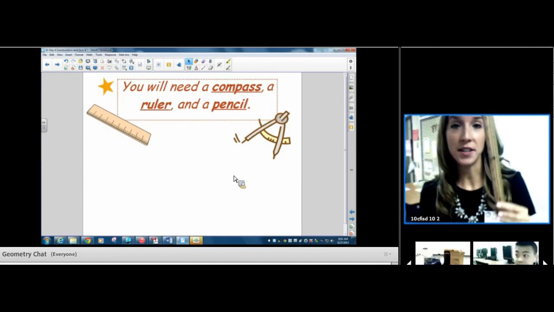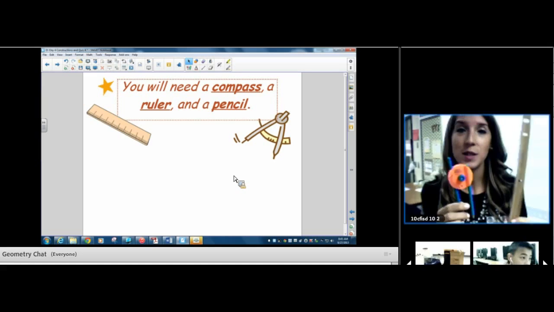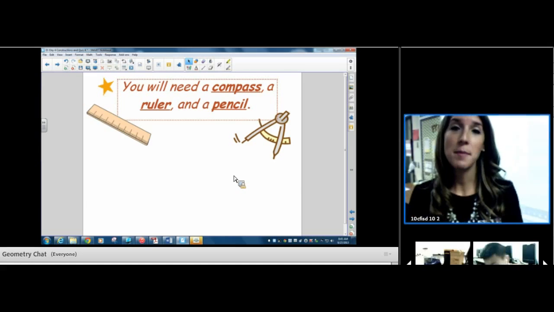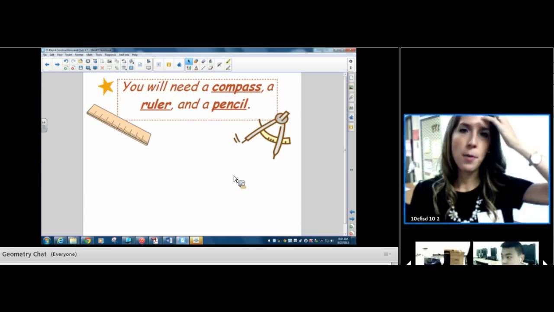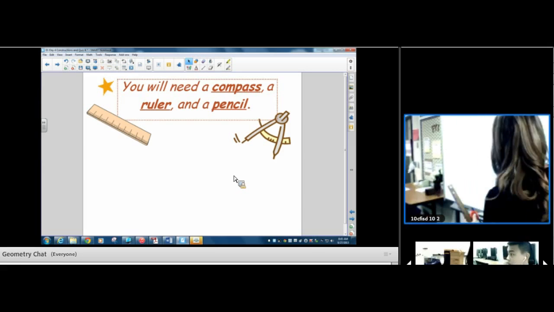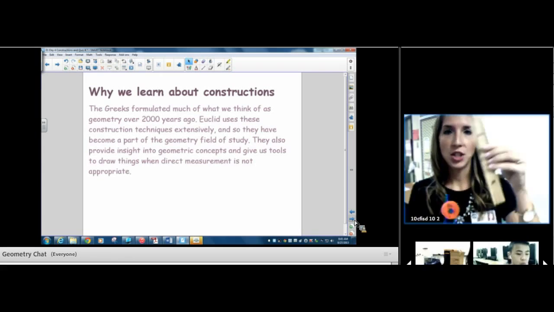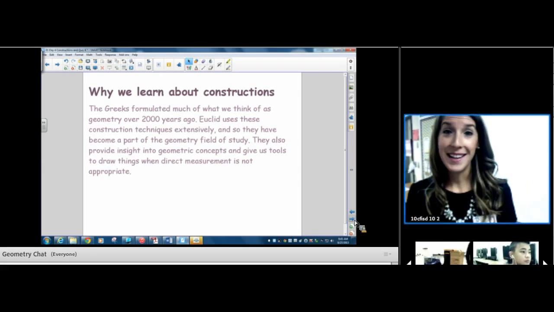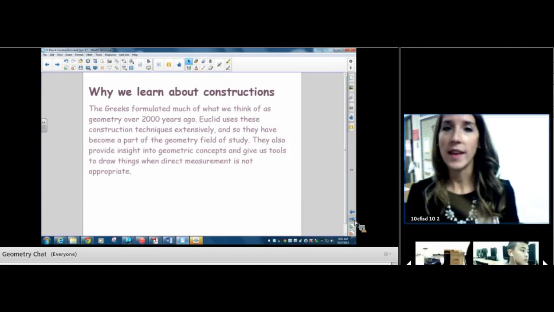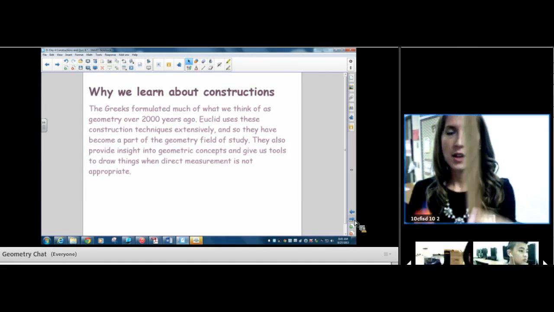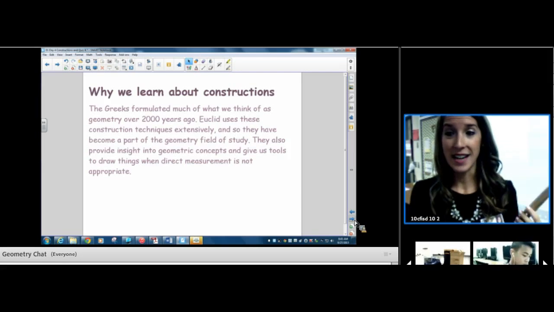Over 2,000 years ago, when the Greeks were coming up with geometric relationships and postulates, the way they came up with them was by using what we call a compass and a straight edge. So Euclid, the guy who founded geometry, or he gets credit for it, he used these only. That's all he used, a straight edge and a compass. And he came up with a lot of the things that we study today.